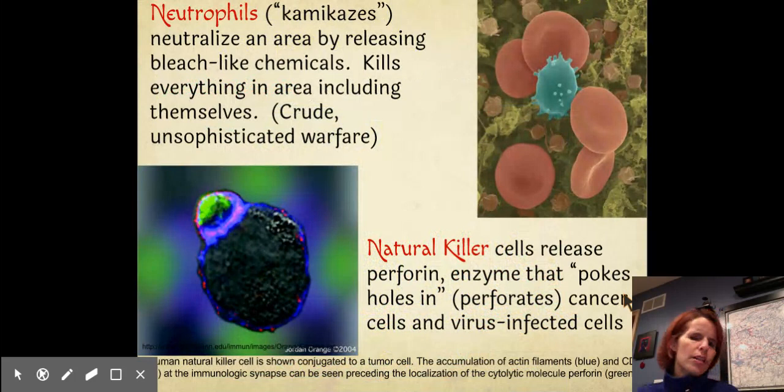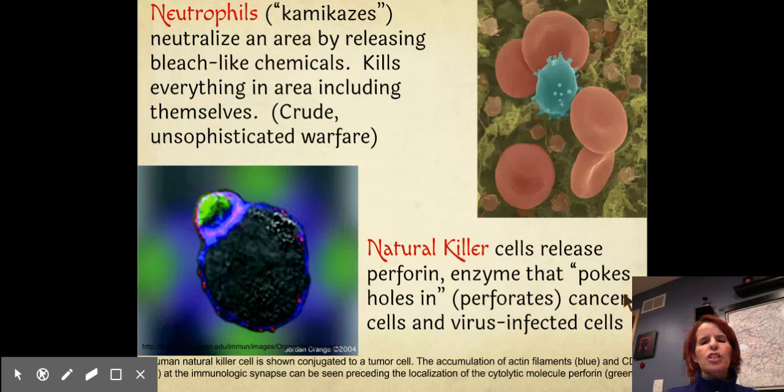Other immune cells that we will discuss right now, the neutrophils. Neutrophils are sometimes referred to as kamikazes. That's because they release a bleach-like chemical that basically destroys all cellular life in the area, including themselves. But it's pretty effective at getting rid of any cells that might be reproducing a virus, for example, or getting rid of bacteria that are in the area.